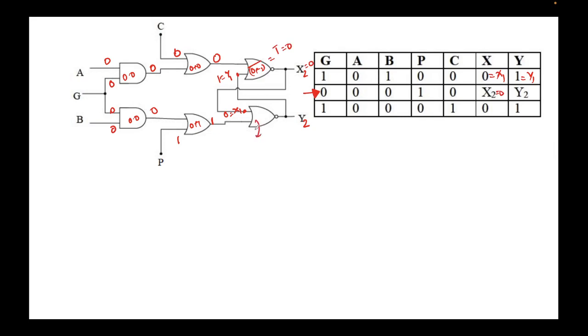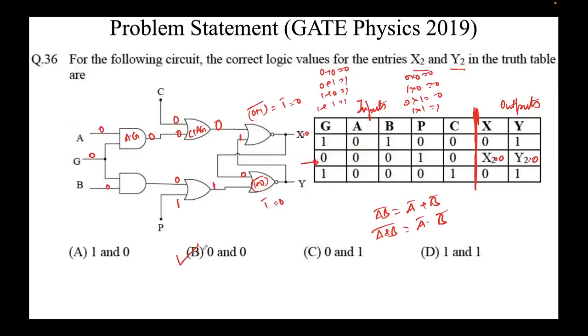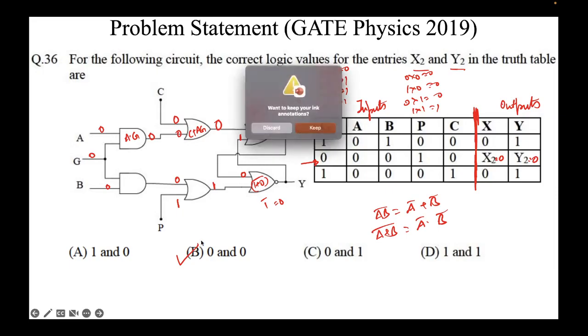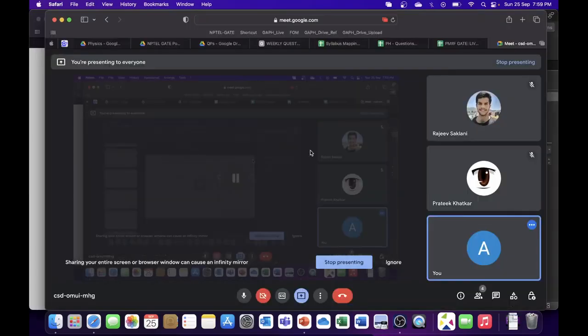Again here, this is a NOR gate. So the two inputs are 1 and 0. 1 plus 0 whole bar, which is nothing but 1 bar, which is equal to 0. So y2 you will also get equal to 0. Hence the answer would be 0 and 0. Is it better now? Yes, sir.